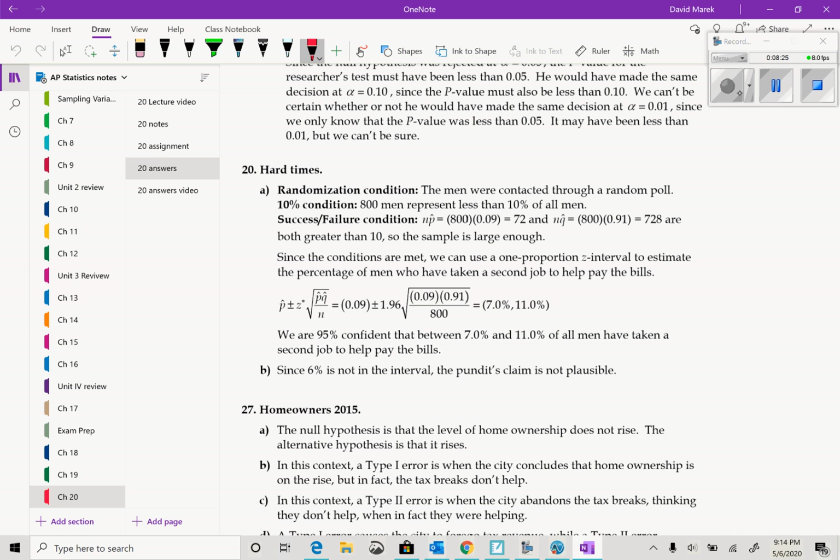So take the p hat, again, from the survey, 0.09. Here's our magic z star number. Again, 0.09 times its complement, divided by n of 800. Crunch those numbers, we'll get something between 7 and 11%. We are 95% confident that other samples, other surveys of all men having taken a second job to pay the bills, is going to fall somewhere between 7 and 11%.